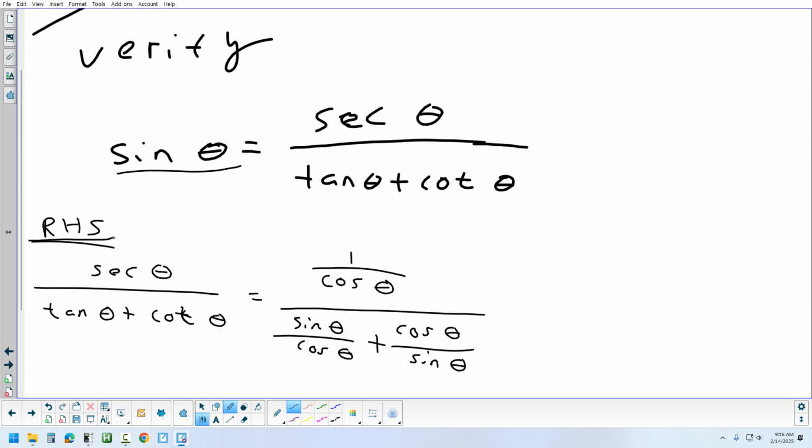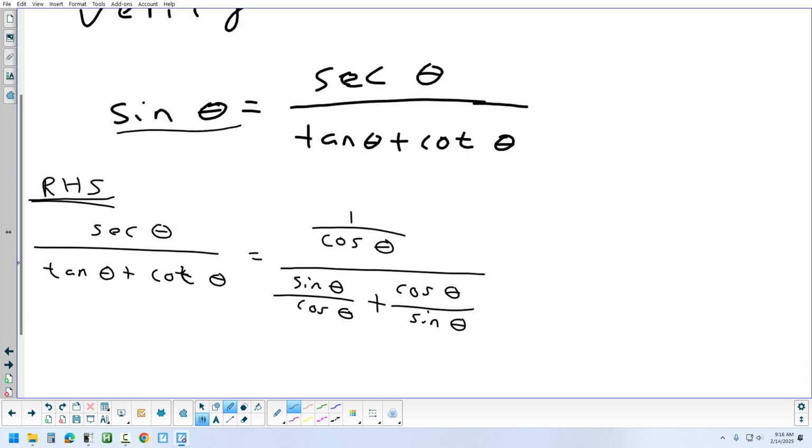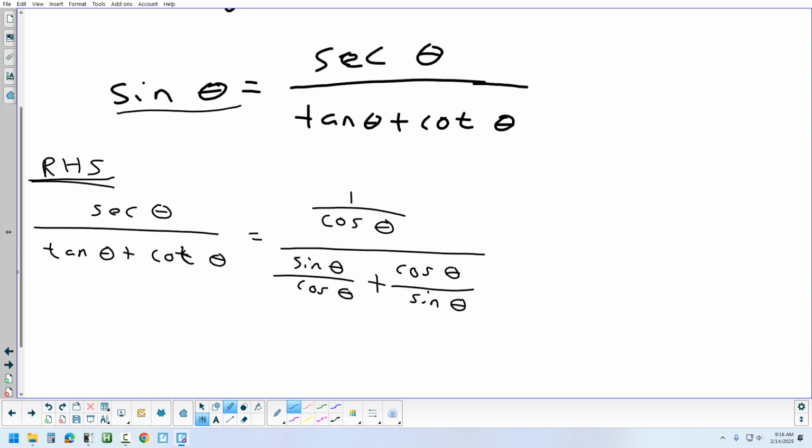So something I want to try to do with this. Not going to do anything with the top for quite a while. Find the common denominator. Yeah, we have 2 separate fractions. Let's put them together. So we have 1 over cosine divided by, what's going to be the common denominator in the bottom?